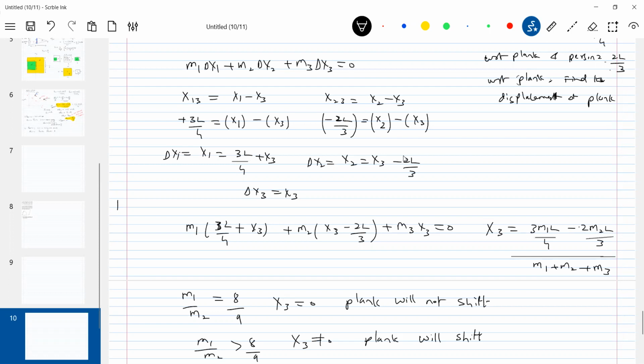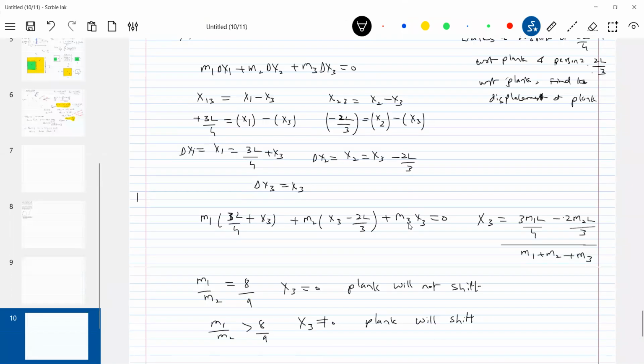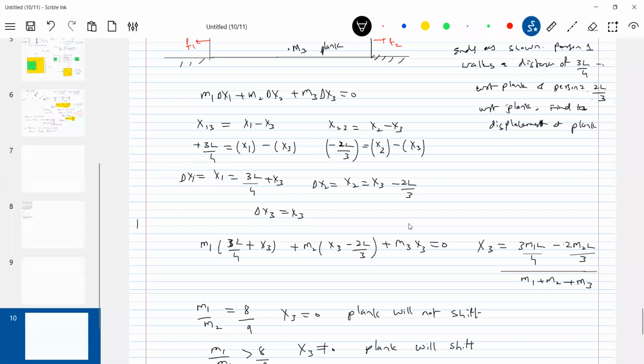So in the numerator, it should be minus 3m1 L by 4 plus 2m2 L by 3. Any calculations? I have to check it. The sign, in the numerator, what should be the sign? Minus 3m1 L and plus 2m2 L. Yes, okay, fine.